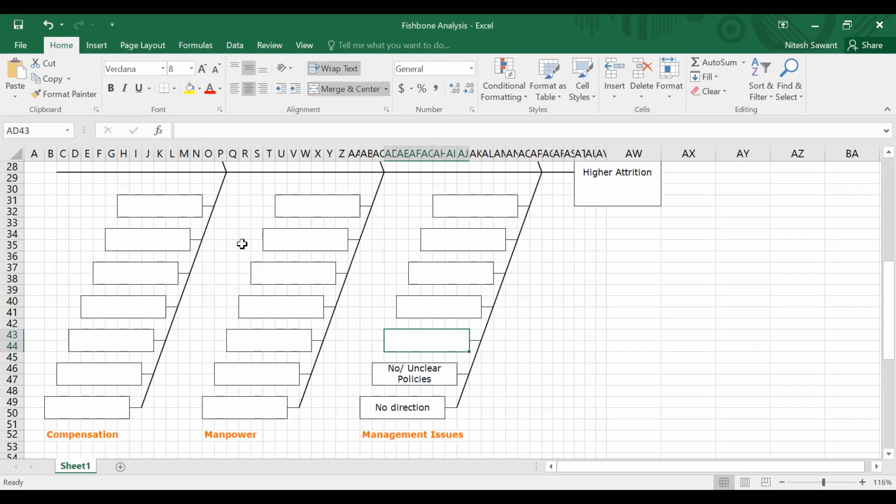Undefined policies. Maybe biased decisions. Decisions are sometimes taken hastily, without assessing the ground realities. It's a big time problem.